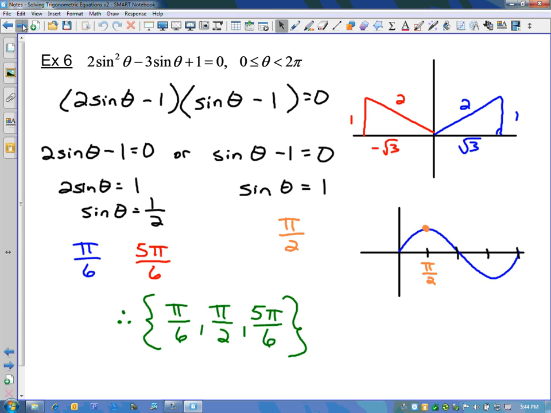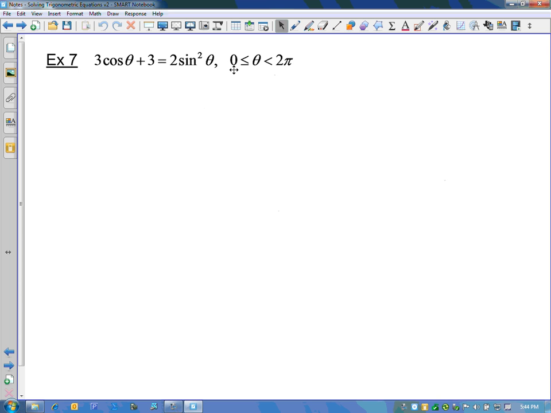Okay, example number 7 is another fun equation. We have 3 cosine theta plus 3 equals 2 sine squared theta.